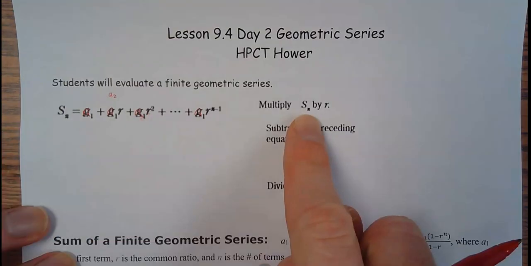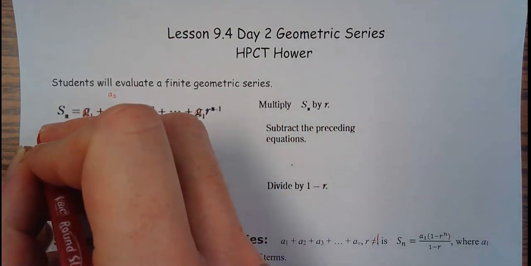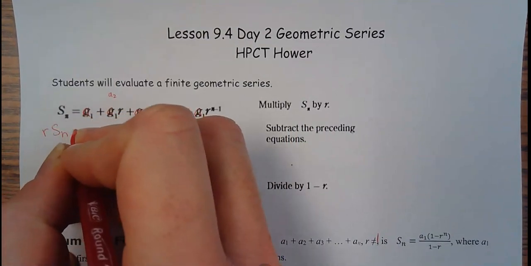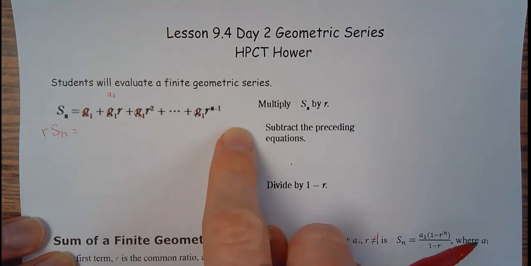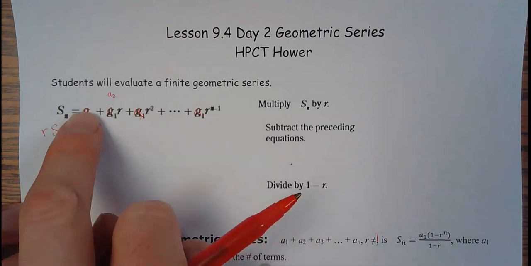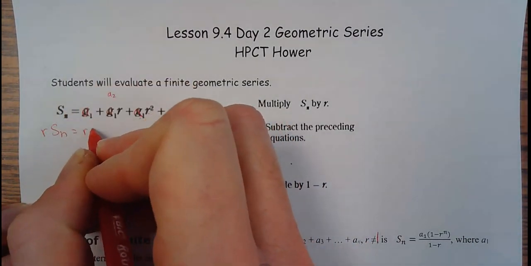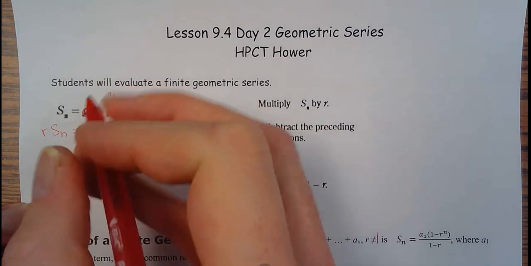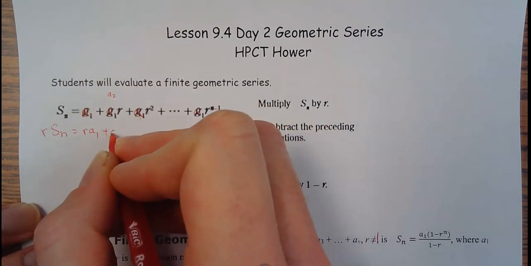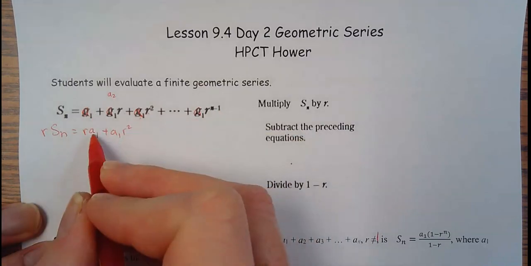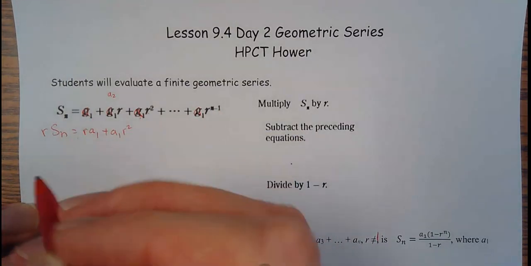Now it says multiply S sub n by R. So I'm going to take R times S sub n. I'm going to take everything over here times R. So if I multiply this whole thing by R, I'm going to distribute an R out to every one of them. So this would be R times A sub 1, plus, actually I'm going to write this as A sub 1 times R. I should have written A sub 1 times R.